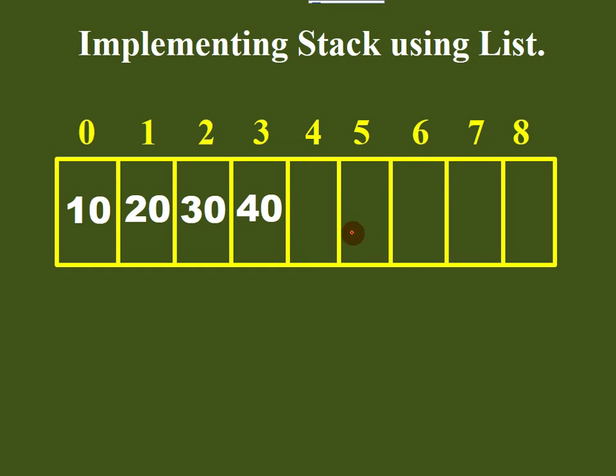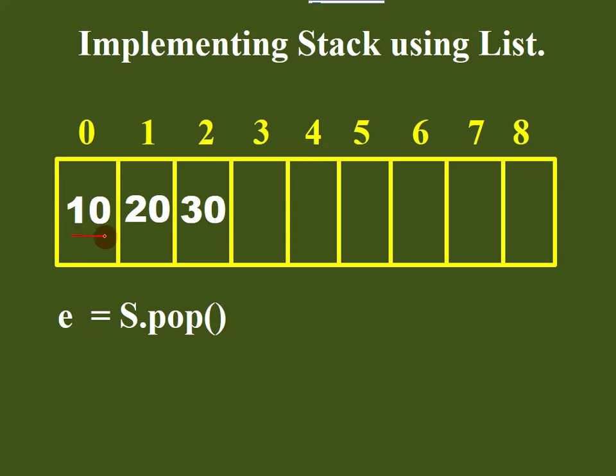Now consider a stack with 4 elements, a stack implemented using list. The topmost element is the first one to be deleted. So if you want to remove the topmost element, the code is s dot pop, because by default pop removes the topmost element from the stack. So this 40 is removed from the stack and that is returned as the answer, so that this variable e contains the removed element 40.